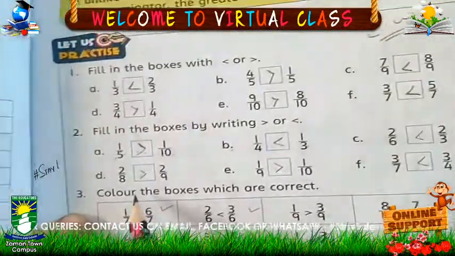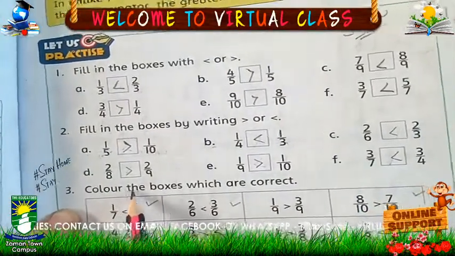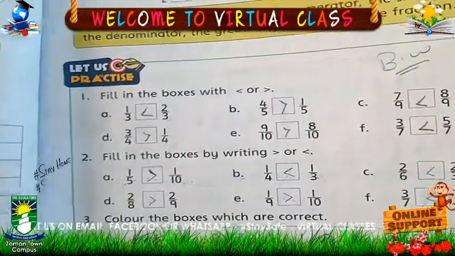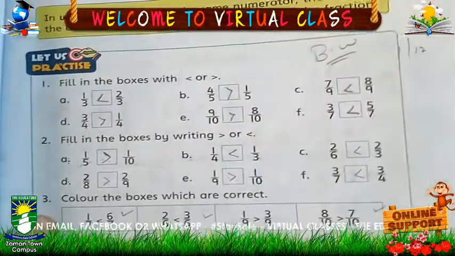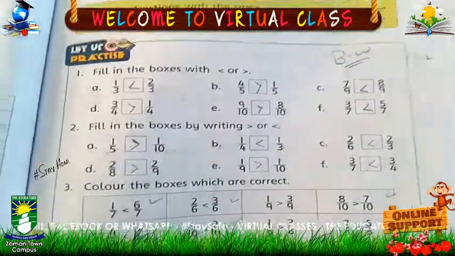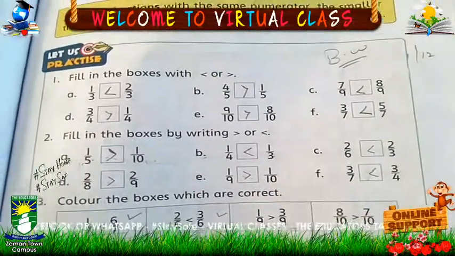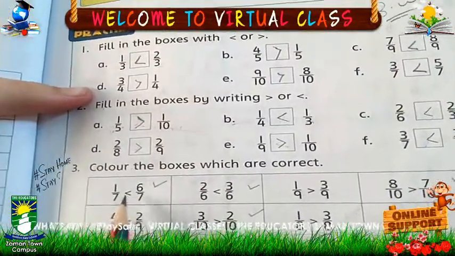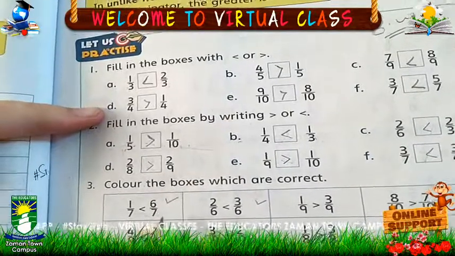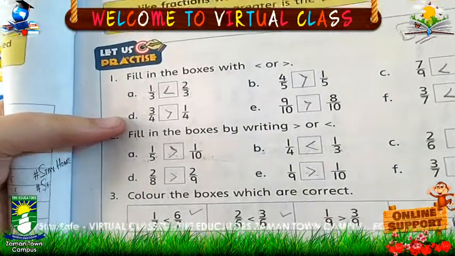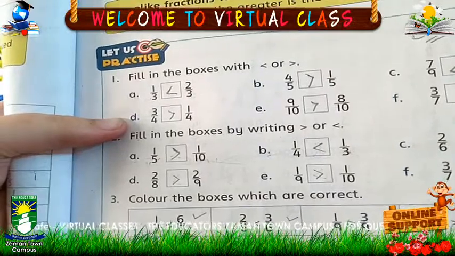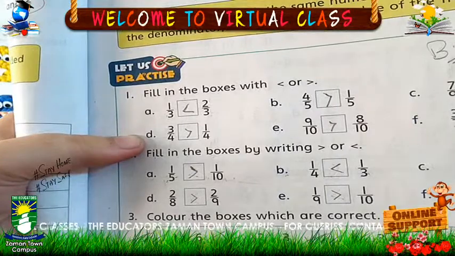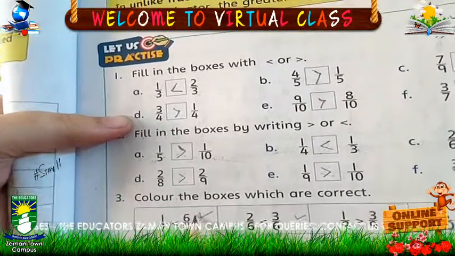Come to this one, question number 3. Color the boxes which are correct. Here we have 1 over 7 and 1 over 6. You have to color the boxes which are correct. You have to check whether it's correct or wrong, then you will color the boxes. Now look at here. It is a like fraction question, and it is correct. Why? Because the greater sign has opened towards 6.